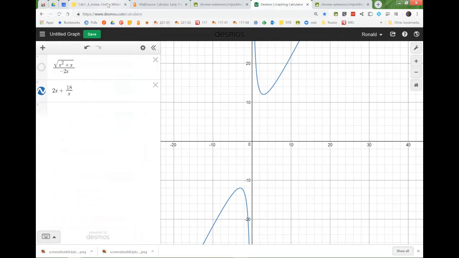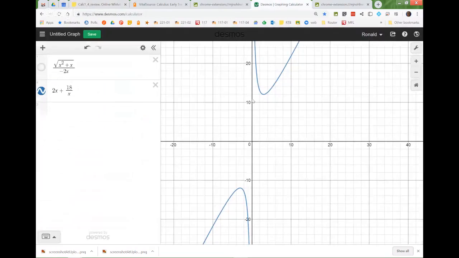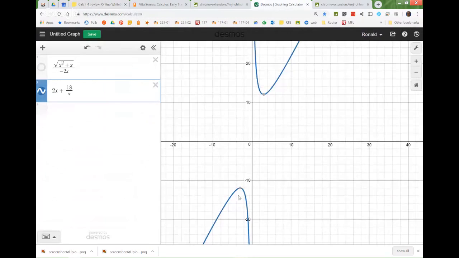So what were our 2 points here? 3 comma 12. And what did we say? That's a relative min. And if we look at the graph, sure enough, 3 comma 12 would be right in here. See how that's a relative min? And then the other point, negative 3, negative 12, and we said that was a relative max. Yep, there it is, negative 3, negative 12, and that's a high point where it's concave down.